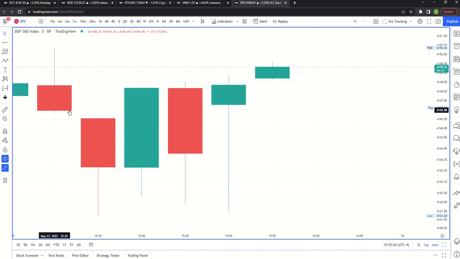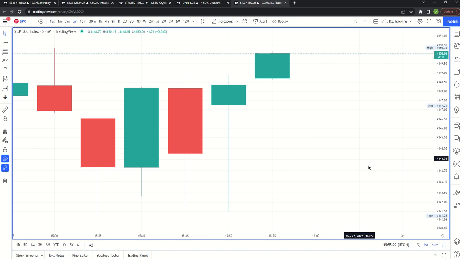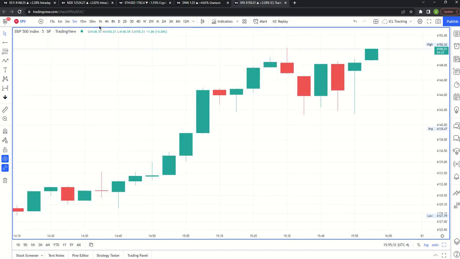So we closed lower than we opened, which is why the candle is red. And you can see this new candle is green. It's continuing to be green. It's moving up. It's going to close in 4 minutes and 31 seconds. I'm going to zoom into the 1-minute candles.